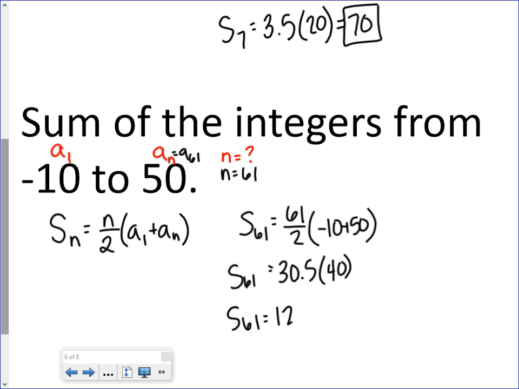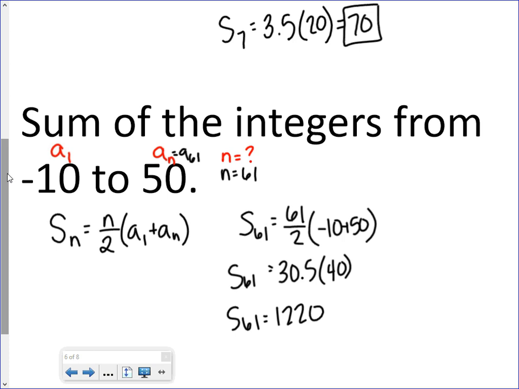And the sum there is 1,220. So probably the hardest part about those kinds of questions is making sure that you actually have the right first term, last term, value of n. Those are going to be the things that you're thinking hardest about. And then once you think about those things, you can plug them into the formula.